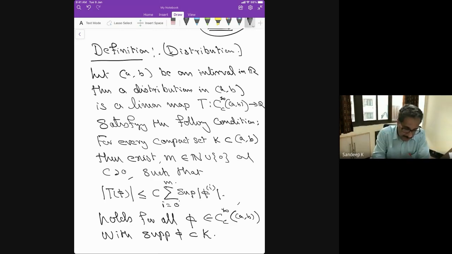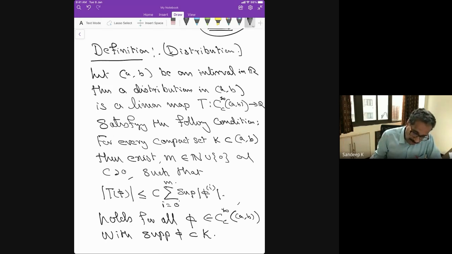So let me just explain it once again. Let AB be an interval in R. That is what I have started with. Then a distribution in AB is a linear map T from C_c infinity of AB to R. I have already shown you examples of linear maps from C_c infinity of AB to R, for example, I take a function f, something like the lambda f which I defined. And there may be linear maps which are more general than that. It need not be in that form. So there is a linear map T from C_c infinity of AB to R satisfying the following conditions.